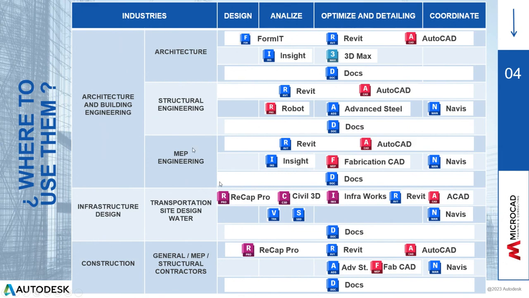If we move to MEP engineering, same thing. For designing and through all the process, we use Revit or AutoCAD. For analyzing building performance, we use Insight. For optimize and detailing, we use Fabrication CADmep. For coordination, we use Navisworks. And for documentation, we use Docs.